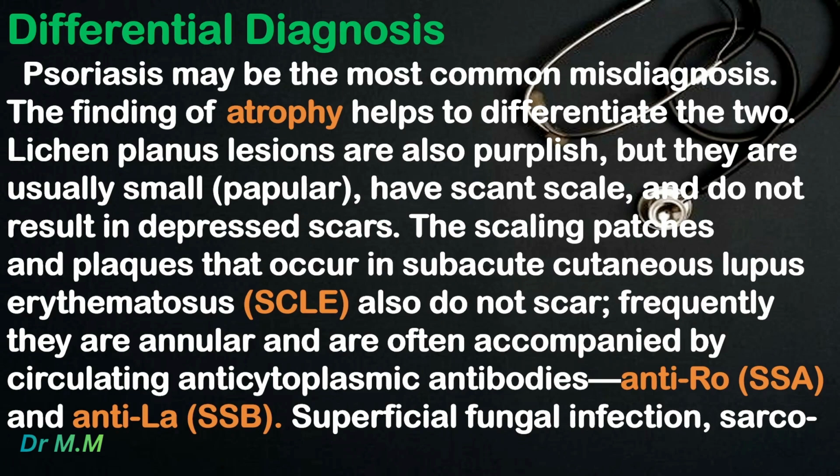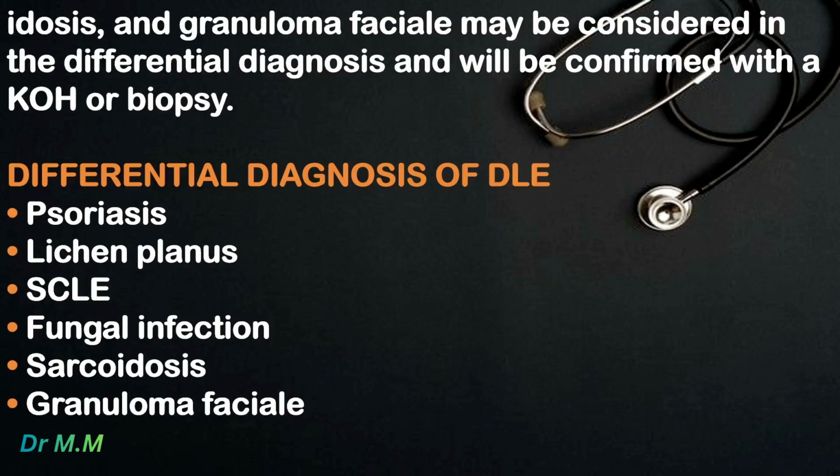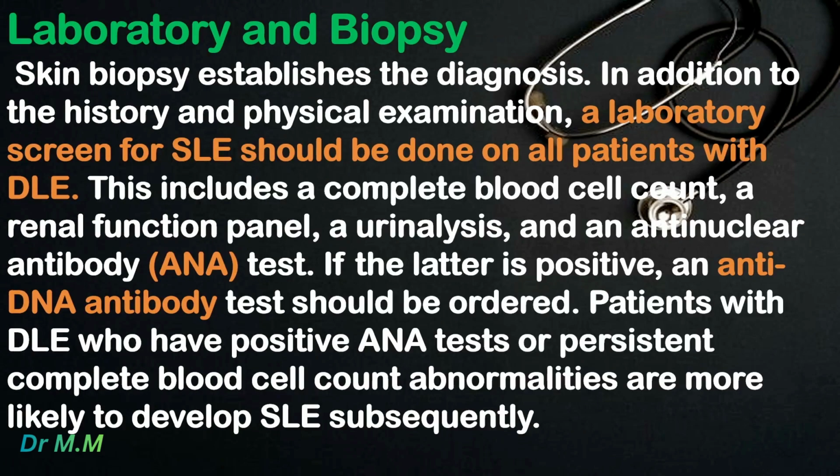Superficial fungal infection, sarcoidosis, and granuloma faciale may be considered in the differential diagnosis and will be confirmed with a potassium hydroxide test or biopsy. The conclusion of differential diagnosis of Discoid lupus erythematosus includes psoriasis, lichen planus, subacute cutaneous lupus erythematosus, fungal infection, sarcoidosis, and granuloma faciale.